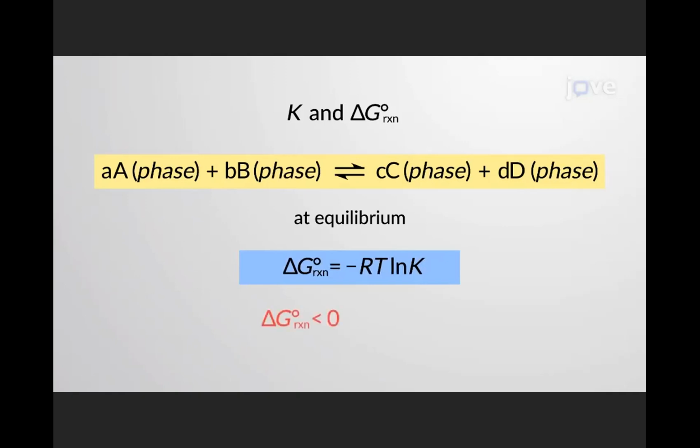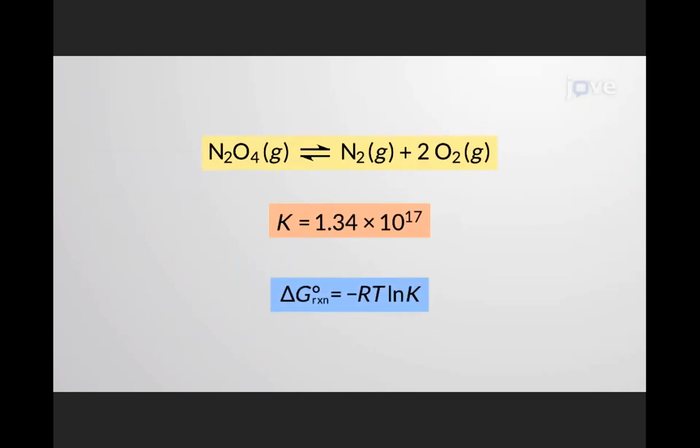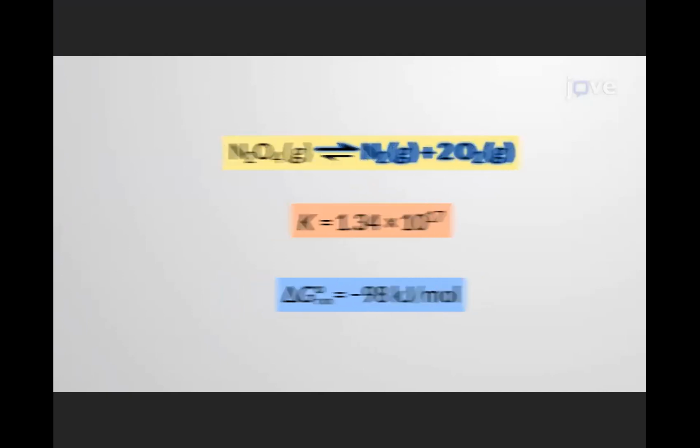If delta G naught is less than zero, ln K is positive, meaning K is greater than 1. In this case, product formation is favored at equilibrium. The larger the equilibrium constant, the more negative the free energy. Take, for example, the breakdown of dinitrogen tetroxide at 298 Kelvin, in which K is 1.34 times 10 to the 17. Substituting the known values into the equation, the standard free energy for the reaction equals negative 98 kilojoules per mole, and product formation is favored.